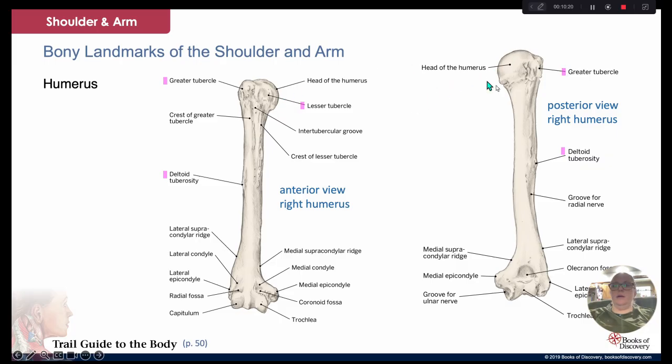Also here on this right side, this is the posterior view. That's the head of the humerus. This is what connects to your scapula at the glenohumeral joint.